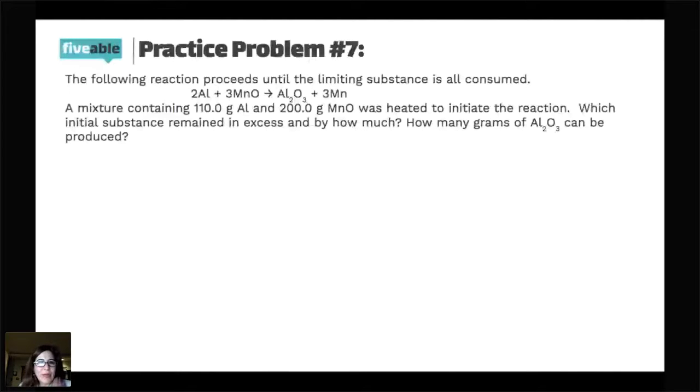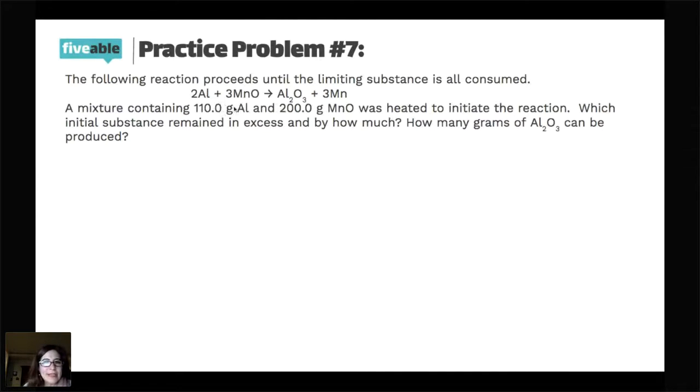Okay, it says the following reaction proceeds until the limiting substance is all consumed. So we have the reaction right there. This time it is aluminum and manganese 2 oxide, which will give you aluminum oxide and manganese on its own. So a mixture containing 110 grams of aluminum and 200 grams of manganese 2 oxide. Notice that they're giving us both reactants.